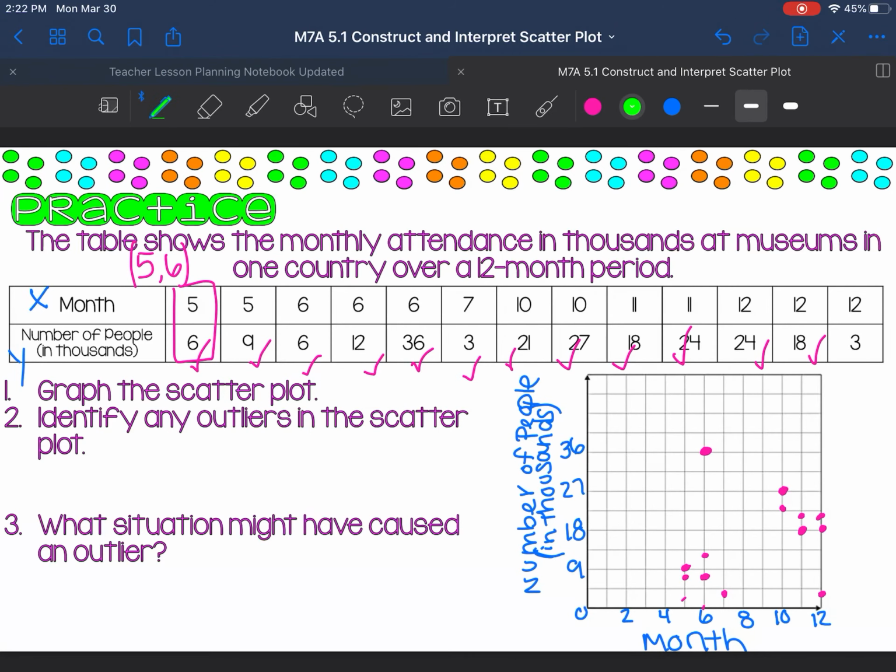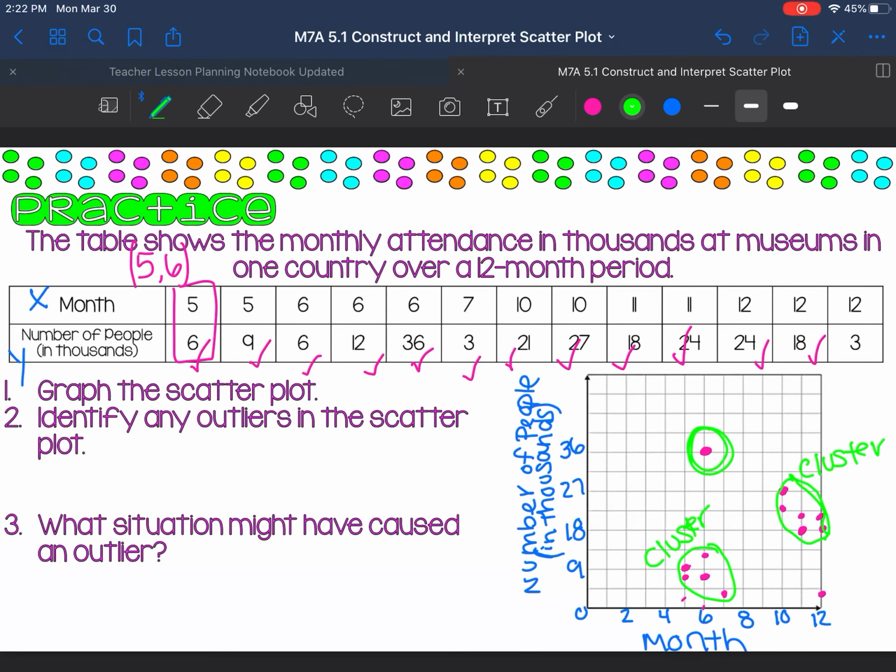In order to help identify outliers, it's helpful if you circle your clusters. Whatever you didn't circle, my circle got a little crazy, sorry, those are what we call your outliers. So this is a cluster right here. That's a good cluster. That's a good cluster. So now I'm left with this outlier.